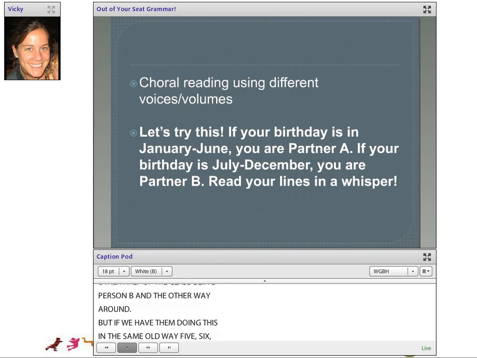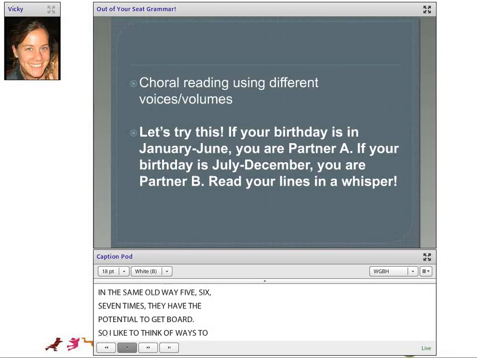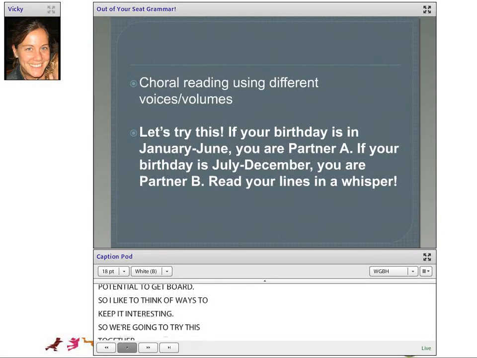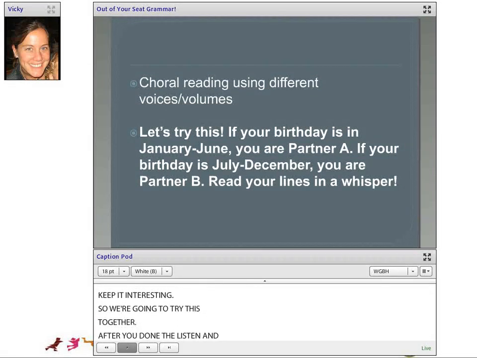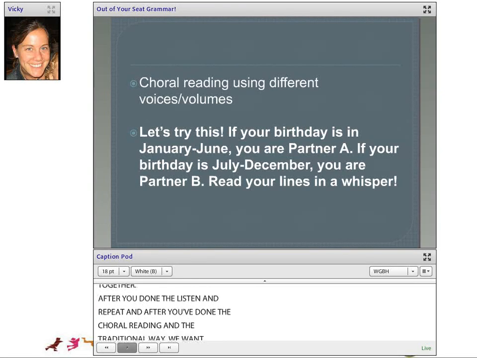And so I like to think of ways to keep it interesting. So we're going to try this here together. After you've done the listen and repeat, and after you've done the choral reading in the traditional way, we want students to do it one more time, but we're going to make it a little bit different. And so here's what we're going to do.